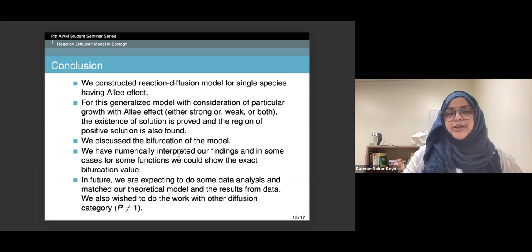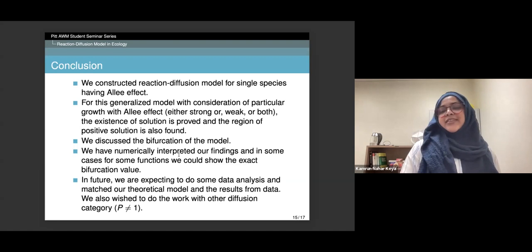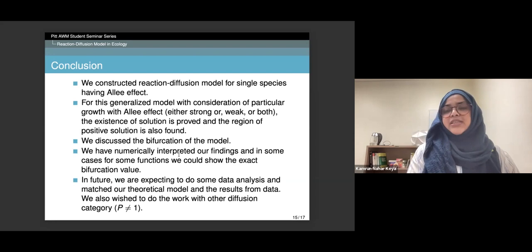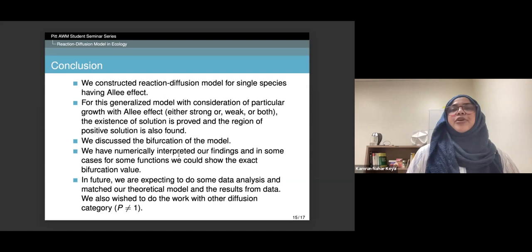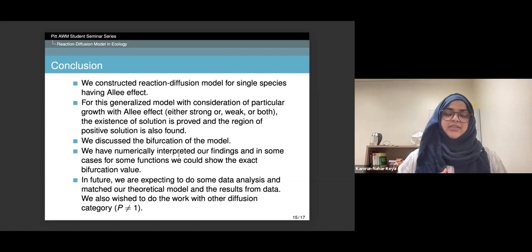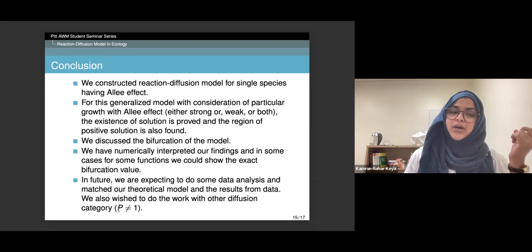In future, since I am currently doing my PhD at ASU and my dissertation will be different from my master's project, I am not working on this anymore, but we hope to do some data analysis that we could not do when I was a master's student. Getting data is really hard in Bangladesh. We were hoping that if we get enough data on any species going extinct because of the Allee effect, we can match that data with our numerical approximation or our theoretical results. Another thing we can do is choosing our distribution function not as one, so we can apply the diffusion directly to another distribution function.